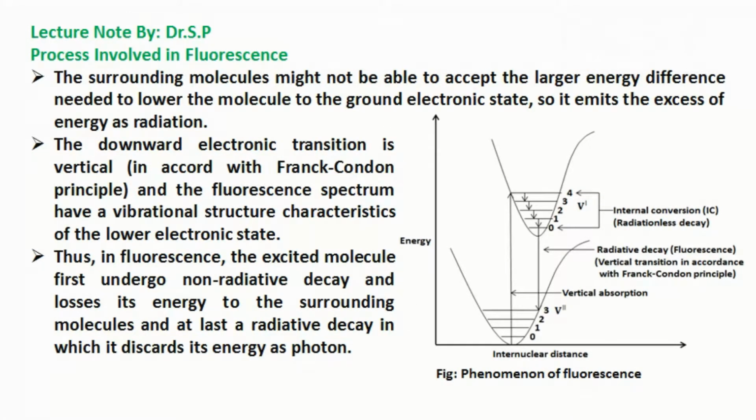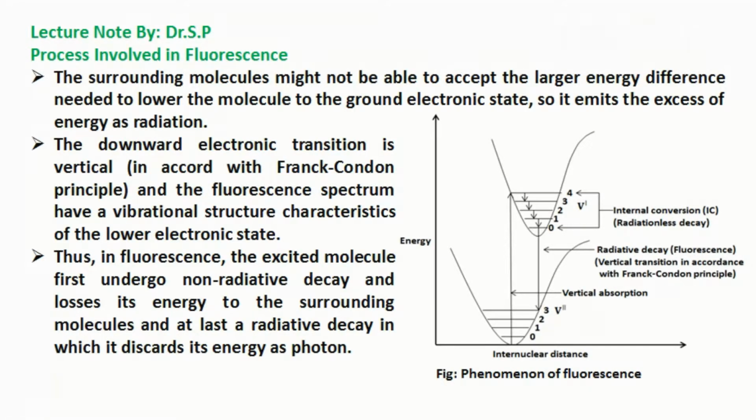The surrounding molecules might not be able to accept the larger energy difference needed to lower the molecule to the ground electronic state, so it emits the excess of energy as radiation. The downward electronic transition is vertical in accord with the Franck-Condon principle, and we all know that electronic transitions take place in accordance with the Franck-Condon principle, and the fluorescence spectrum has a vibrational structure characteristic of the lower electronic state.